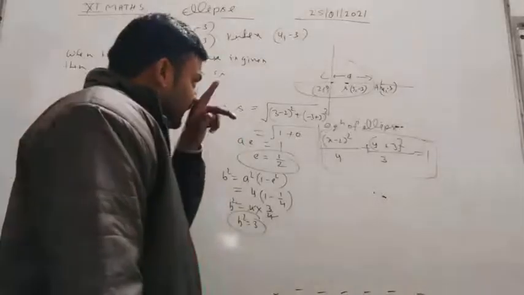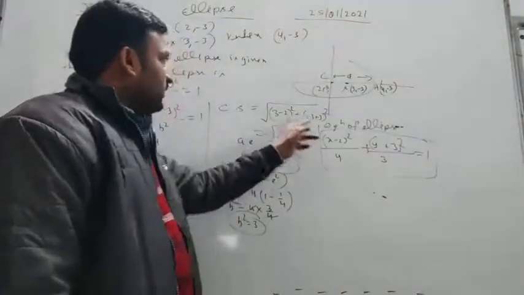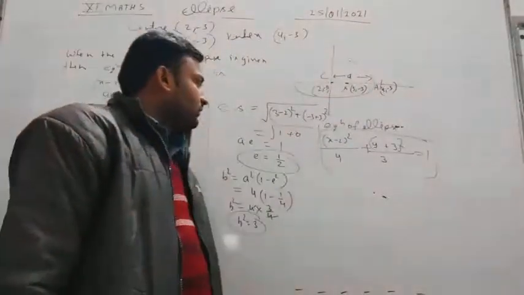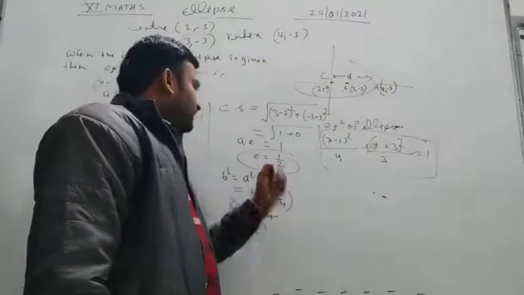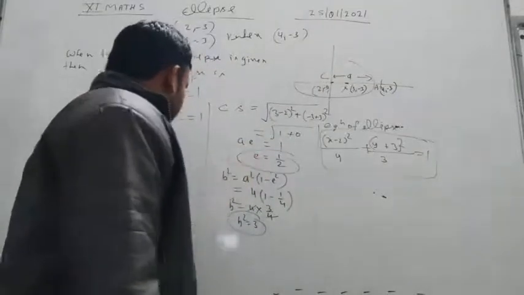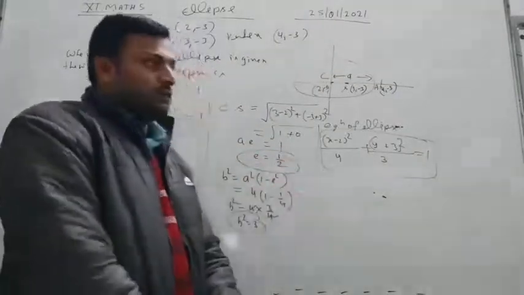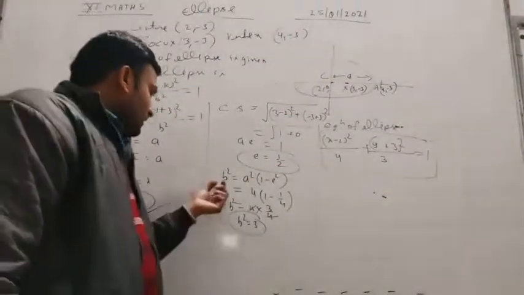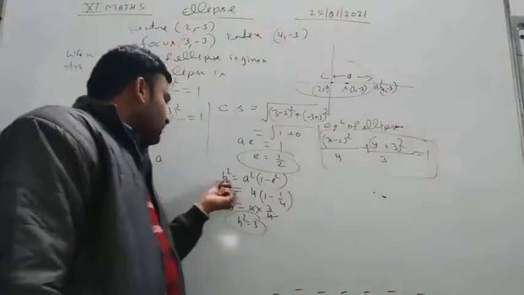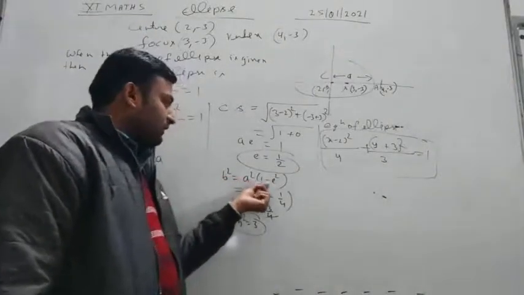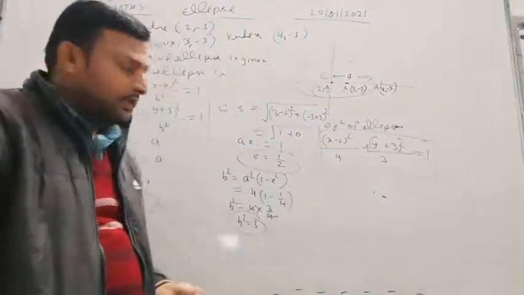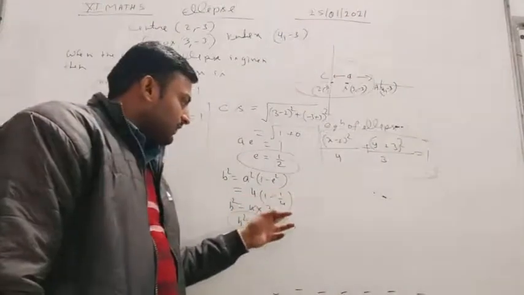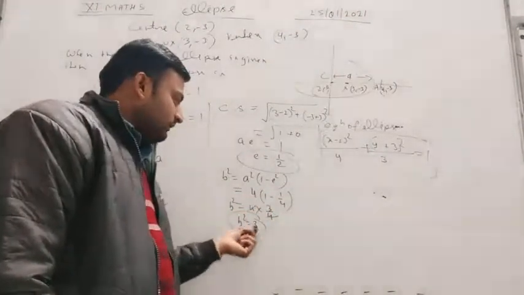Now students, we are seeing that this CS is the distance between 2 points. Okay. So CS is our ae. So ae is under root (3 minus 2) whole square plus (minus 3 plus 3) whole square, under root 1 plus 0. Okay. So ae is equal to 1. So when we are putting a is 2, we get e is equal to 1 by 2. Okay. Now students, b square is equal to a square (1 minus e square). Okay. So a square is 4 and 1 minus e square is 3 by 4. So we are getting from here b square is 3.